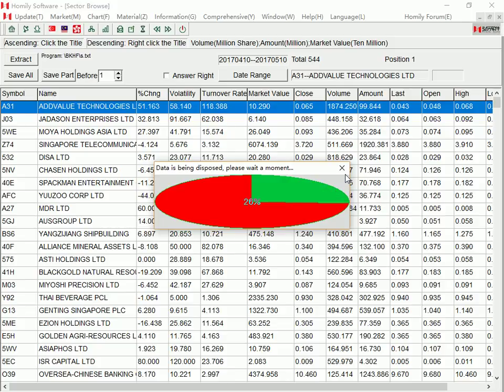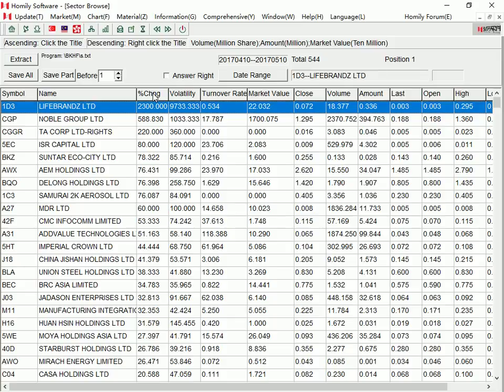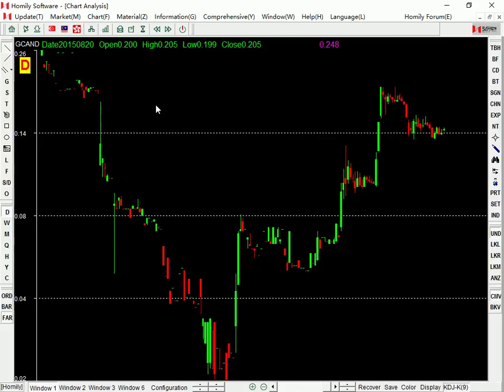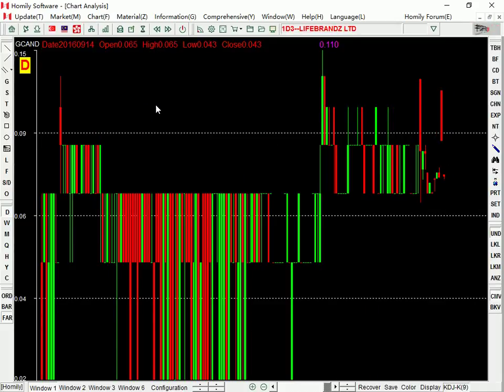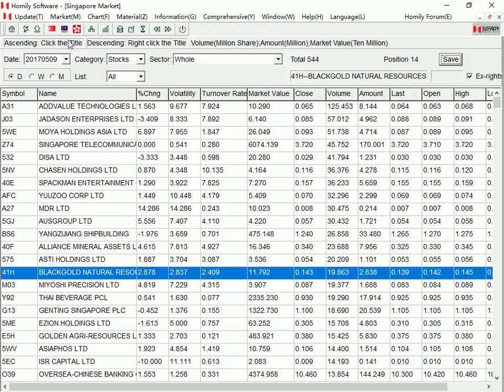This is the period, the date range. Then we wait and see. Okay, then it appeared. Then we right click rising percentage. For the first one, the rising percentage is around 2,300. Then we can double click this one. Not this one, but this one is not active. Then we just check another one.